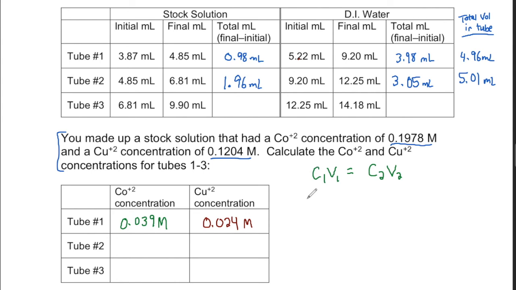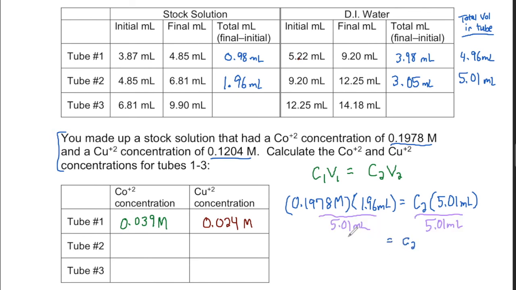So calculating for cobalt, our C1 is 0.1978 molar. This time we used 1.96 milliliters of that. And we want to know our new concentration of the diluted volume of 5.01 milliliters. And dividing both sides by 5.01 milliliters, I get 0.0774 molar. This time I had 3 significant digits in the volume of stock solution, so I will go ahead and keep 3 significant digits.